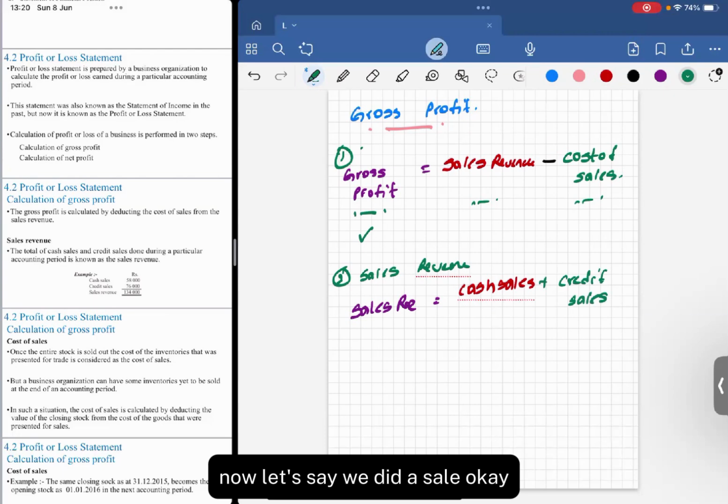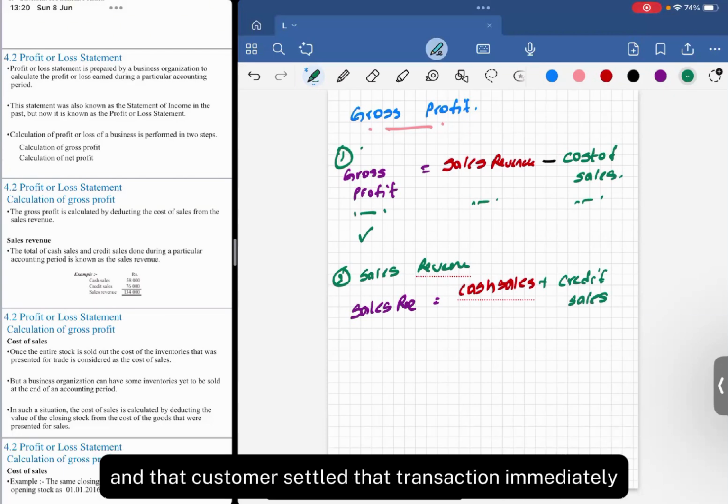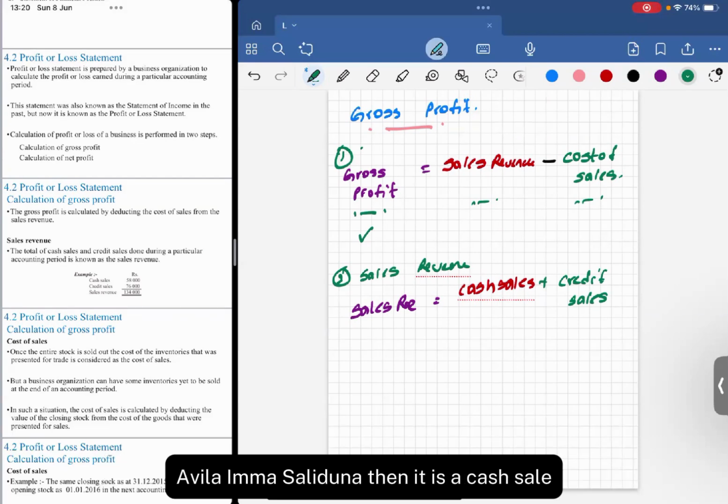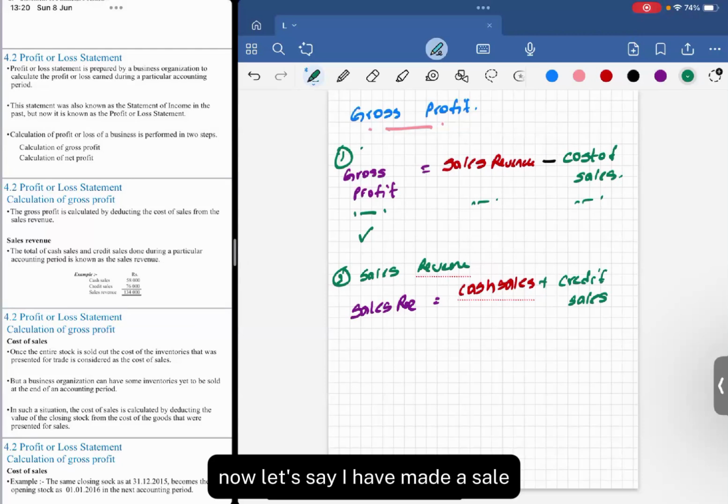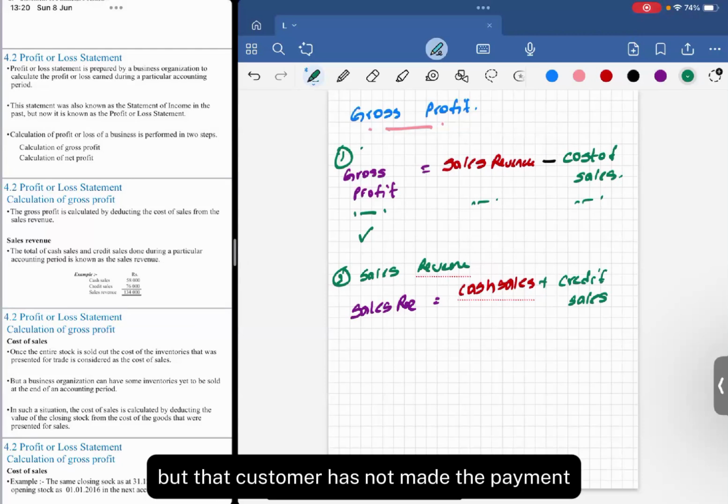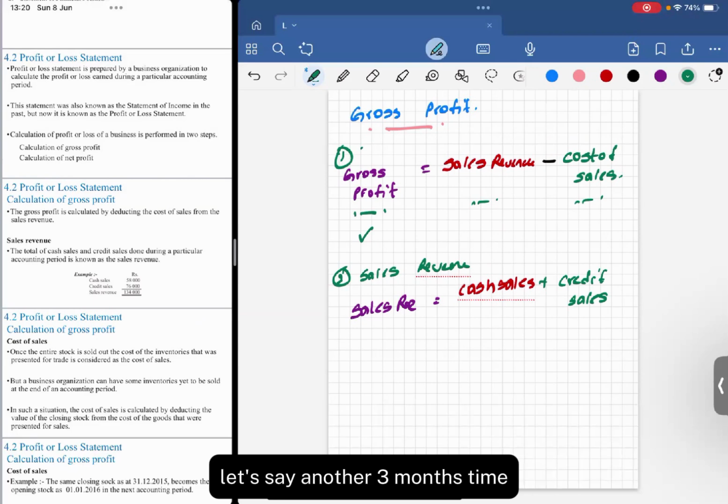Now, let's say we did a sale. I sold something to a customer, and that customer settled that transaction immediately. Then it is a cash sale. Now, let's say I have made a sale, but that customer has not made the payment at that moment, but he might be paying it in, let's say, another 3 months' time. That is credit sale. Okay, cash sale and credit sale.